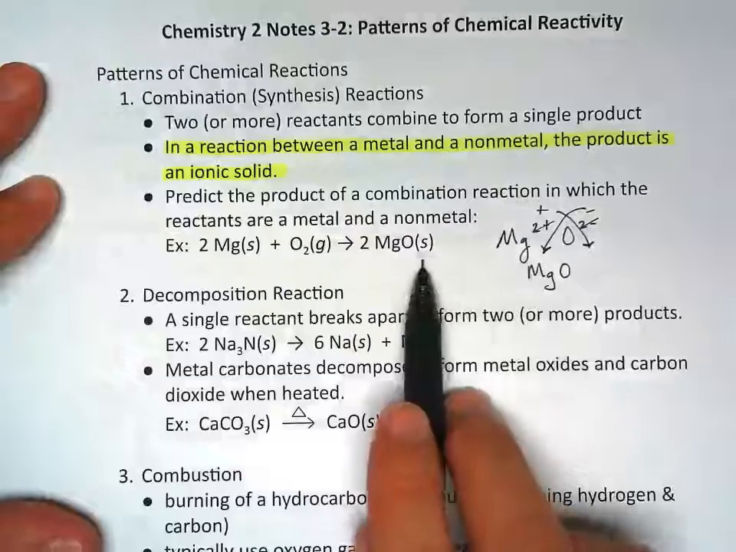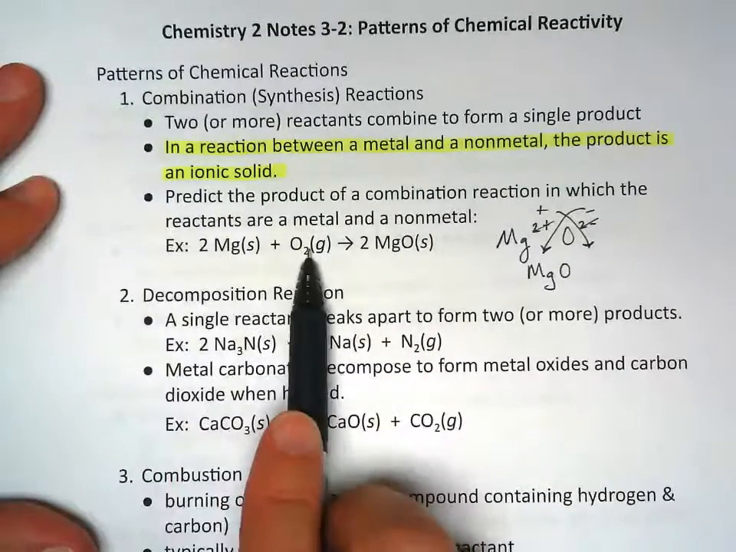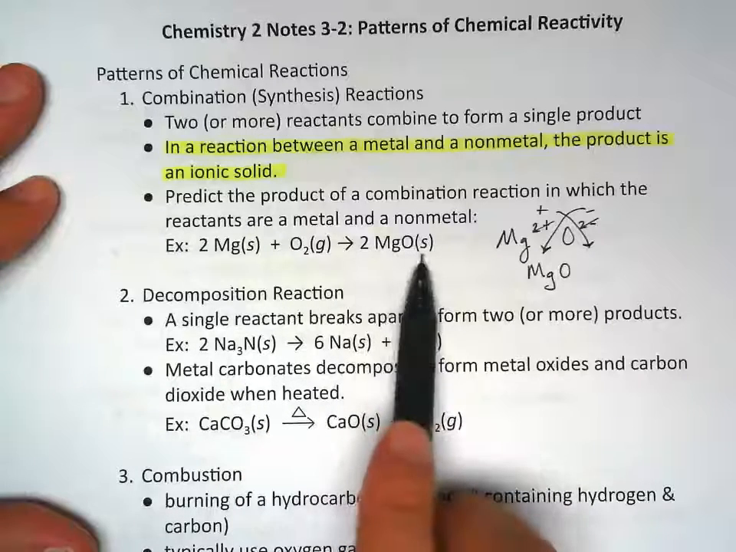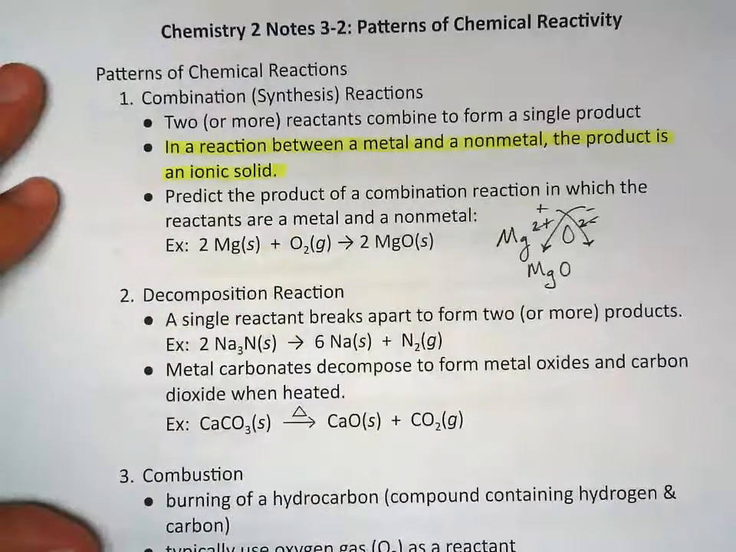Okay, now, how do we know it's a solid? Well, from this. We have a metal and a nonmetal combining. The product is an ionic solid. And you just have to memorize that. Right?